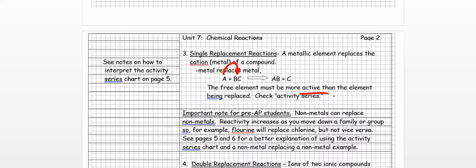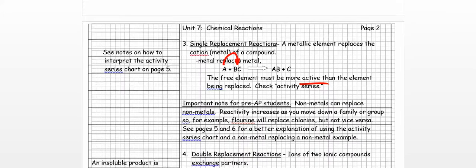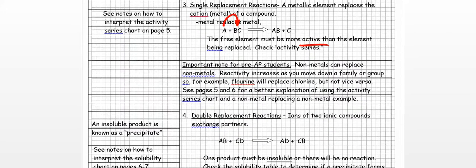All right. I want to give an important note to you pre-AP students out there. Nonmetals can replace nonmetals. So metals can replace metals, but nonmetals can also replace nonmetals. Now, here's what you need to know. Reactivity increases as you move up a family or group. So, for example, fluorine will replace chlorine because fluorine is higher on the periodic table than chlorine, but not vice versa. It won't work the other way.